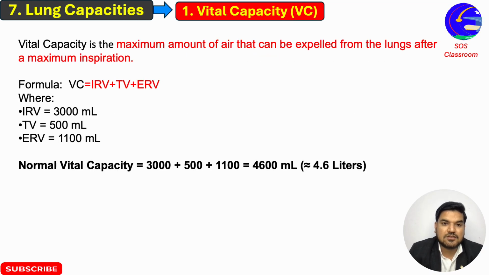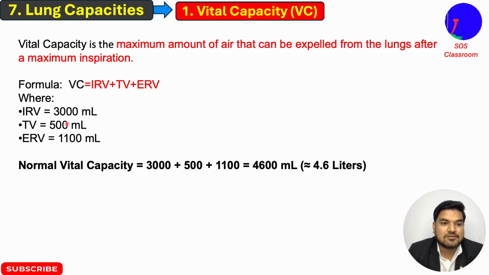Now discussing the vital capacity. The lungs have different types of capacities. First, vital capacity means the maximum amount of air that can be expelled from the lungs after a maximum inspiration. Maximum inspiration, then maximum expiration, is called the vital capacity. What is the formula of vital capacity? IRV, inspiratory reserve volume, plus tidal volume, plus expiratory reserve volume.